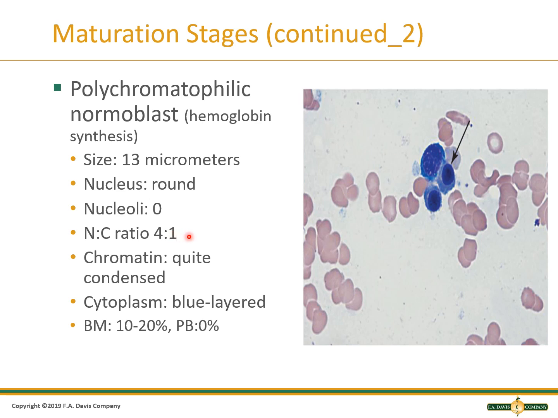The nucleus to cytoplasm ratio has shifted. You have more apparent cytoplasm than you had in the previous two stages. The chromatin pattern is going to become much more condensed. You can see it looks more consolidated, especially compared to this cell. The cytoplasm is blue layered, meaning you can see various colors within that cytoplasm. In the bone marrow, the polychromatophilic normoblast should be 10 to 20% of what is found, and it's still 0% of what you should see in a peripheral smear of the peripheral blood.